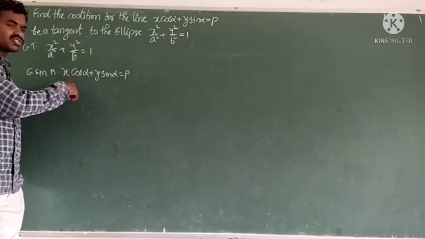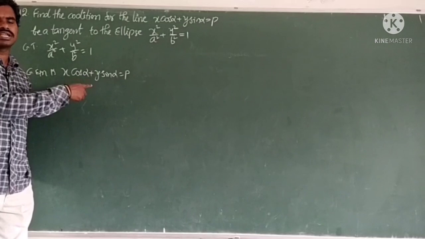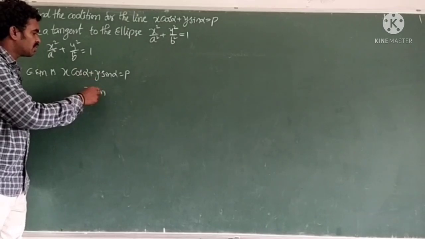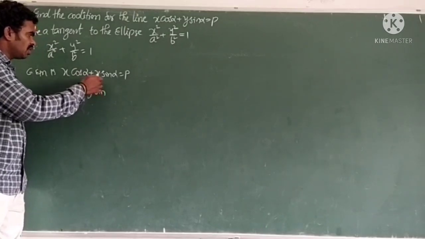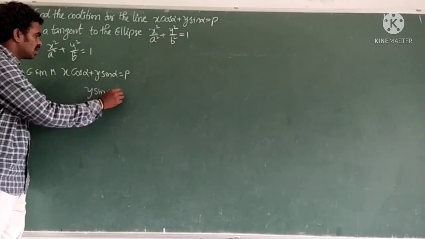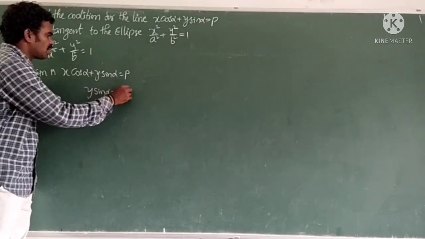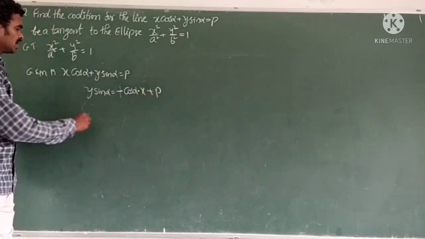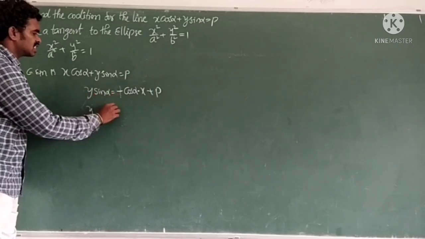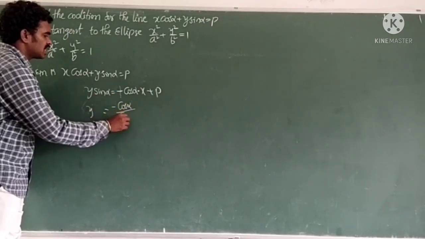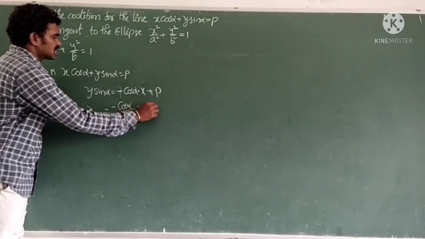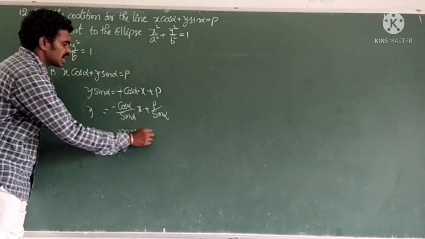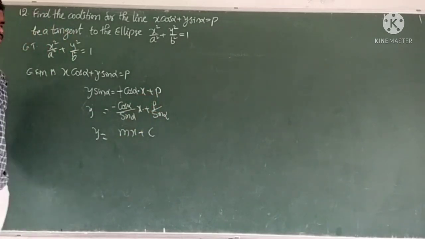So I am going to transform this equation into slope intercept form. What is slope intercept form? y equal to mx plus c. To transform into that form, first of all write y sin alpha as it is, and x cos alpha sent to the right side becomes minus cos alpha into x plus p, the constant as it is. Next, sin alpha sent to the right side goes to the denominator. So y equals minus cos alpha by sin alpha into x plus p by sin alpha. Now this is in the form of y equal to mx plus c. Am I right? So it is transformed into slope intercept form.